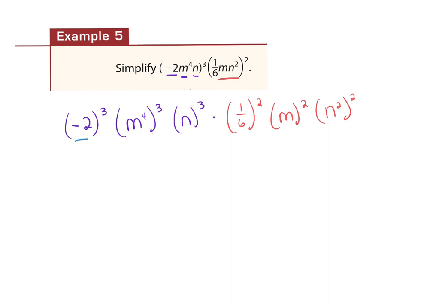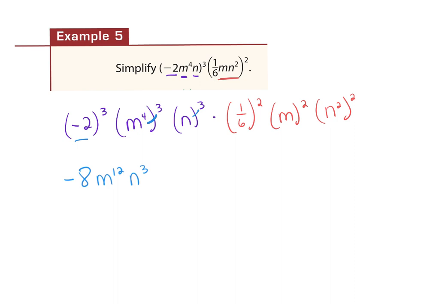So negative 2 cubed. Well, that's negative 2 times negative 2 times negative 2. What do I get? Negative 8. Here I have to do my property. 4 times 3 gives me a 12. This is just going to end up being n cubed. Let's talk about this fraction.